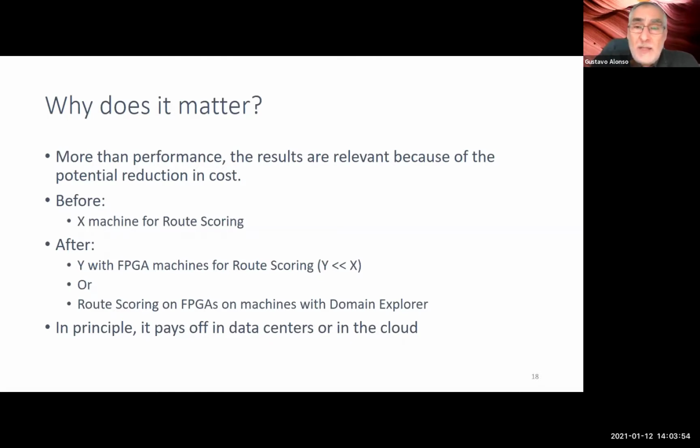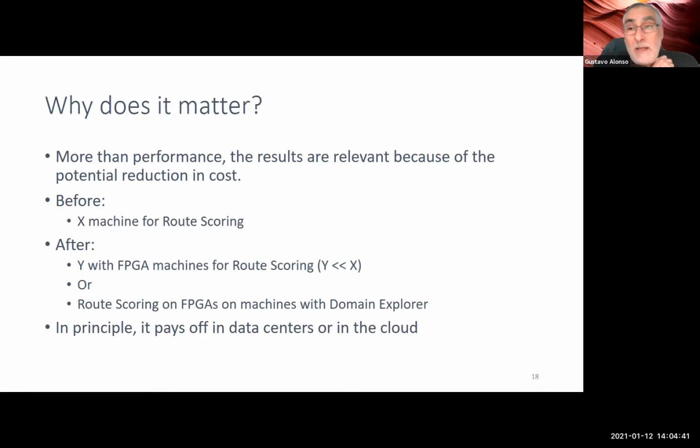Now that we can do the route scoring with FPGAs, and the FPGAs are much better in terms of throughput, you hope that you're going to need far fewer machines. So instead of needing X machines, you're going to need Y machines with an FPGA for route scoring, and you hope that Y is much smaller than X. If that is the case, your data center is going to be cheaper, because instead of buying X machines for the route scoring, you're going to buy Y. And if Y is significantly smaller than X, in spite of the fact that they have an FPGA, which makes the machine more expensive, you're still going to be ahead because you need far fewer machines. So this is what is interesting for somebody running a data center.